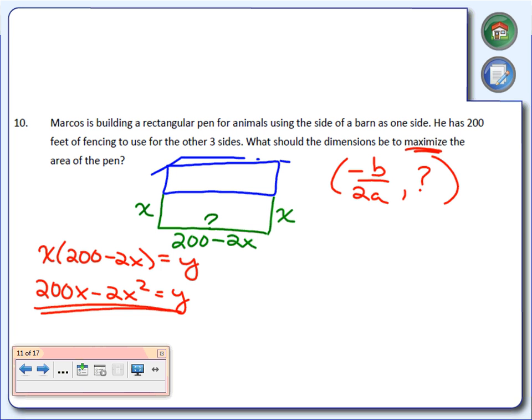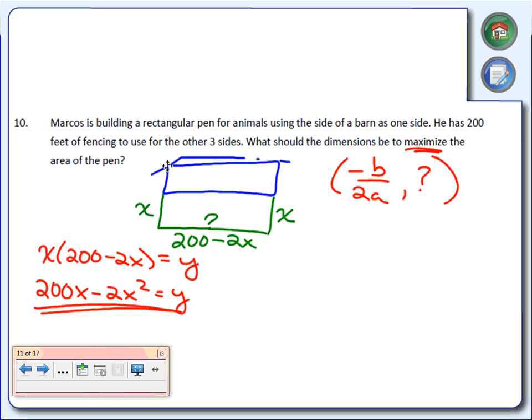We can also find the vertex if it's in standard form using this thing right here. Negative b divided by 2a would give us our x value. And then we can take that x value, plug it in, and find the y value. So I think we're going to go that route to speed things up. Otherwise, we're going to have to sit here a while and play with the window.